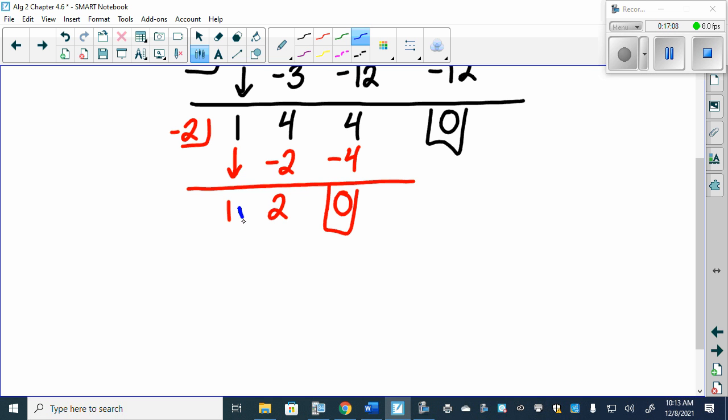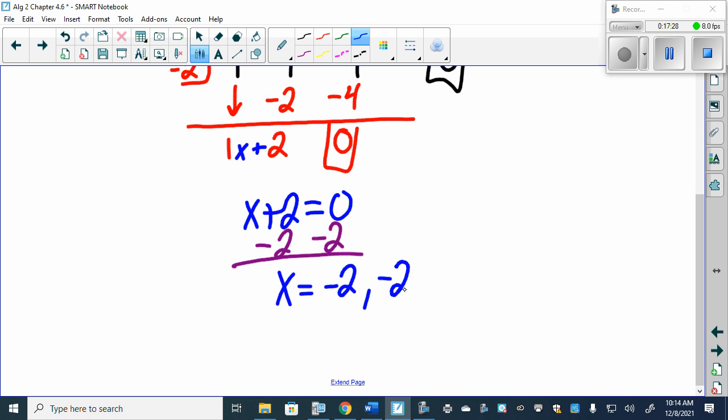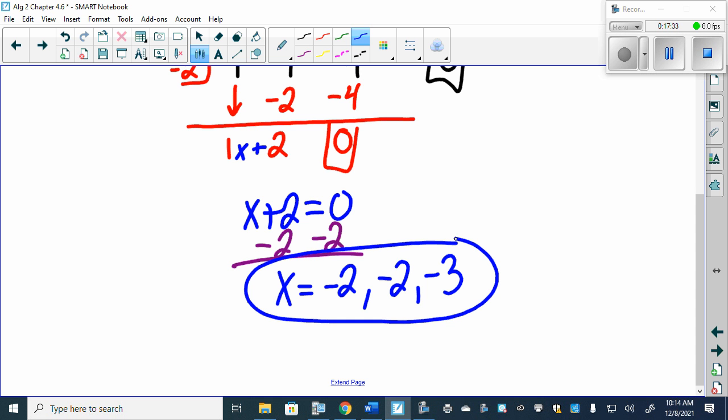Because if we plug the variables back in, what we'd be left with is x plus 2 is equal to 0. And at this point here, we can subtract 2 from both sides, telling us that x is equal to -2. And we can add the other 2 in, which gives us this here. And that's it. Questions on this here?